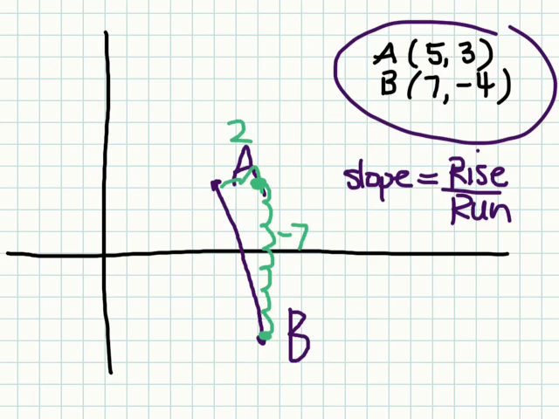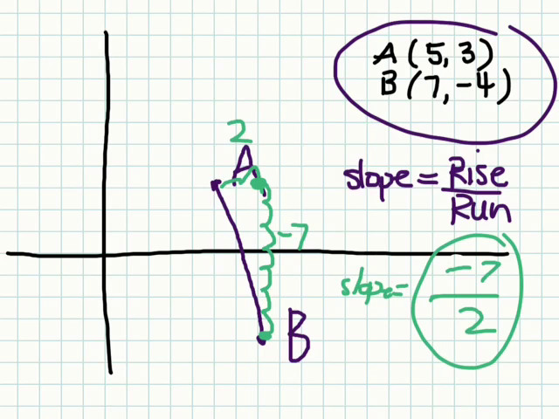So how would you write the slope if it's rise divided by the run? Can you write the slope for me using these values? Rise. Good. And then the run. So the slope of this line is equal to negative 7 divided by 2.